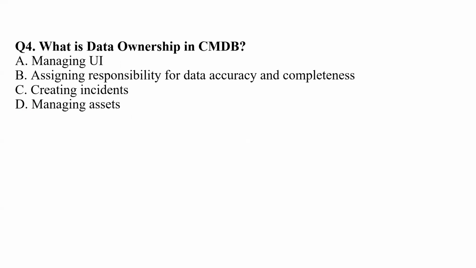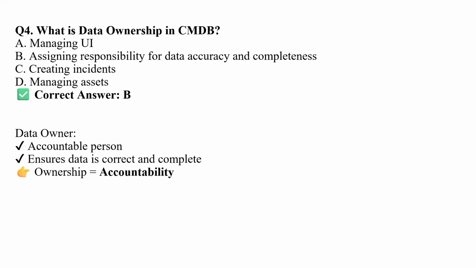Next question. What is data ownership in CMDB? Option A, managing UI. Option B, assigning responsibility for data accuracy and completeness. Option C, creating incidents. Option D, managing assets. The correct answer is option B, assigning responsibility for data accuracy and completeness. So the data owner is the accountable person who ensures data is correct and complete. Ownership is accountability. Let's say here the data owner is nothing but the school principal.